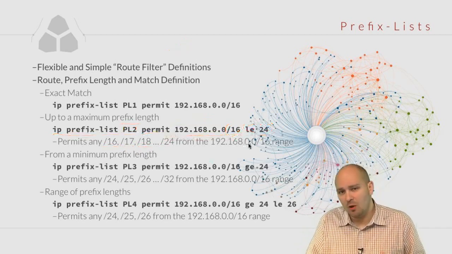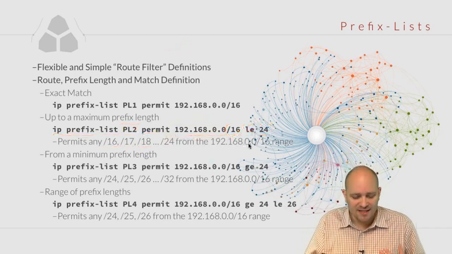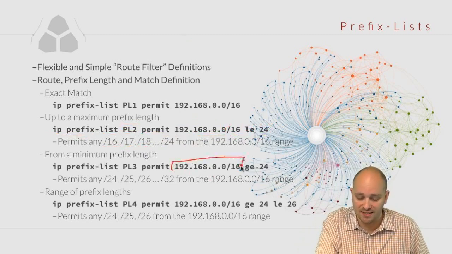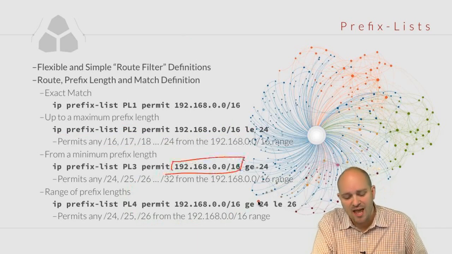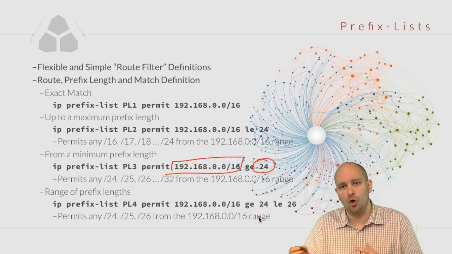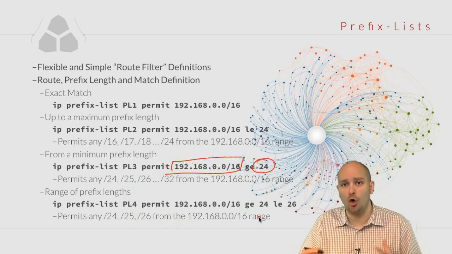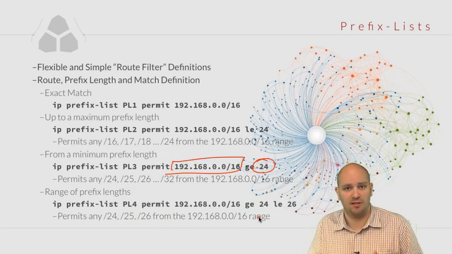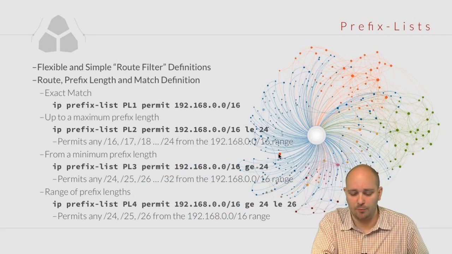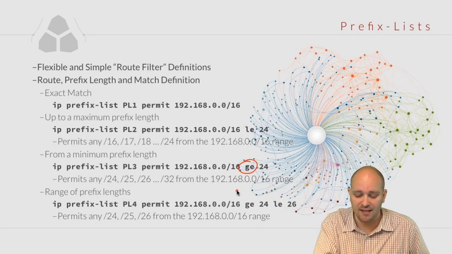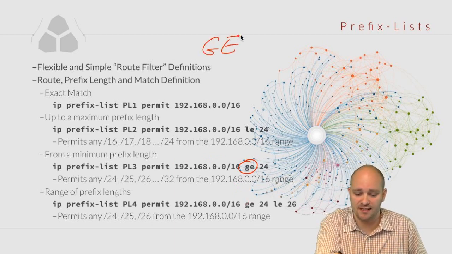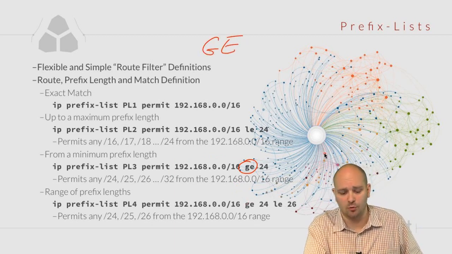In some cases, we want slightly different behavior. Let's say that we wanted to allow prefixes from our 192.168.0.0/16 range, but only those that were /24 or longer. That means that they had a longer mask, so /24, /25, /26, and so on. If we wanted that particular behavior, instead of using LE, we can use the GE operator, and GE simply stands for greater than or equal to.